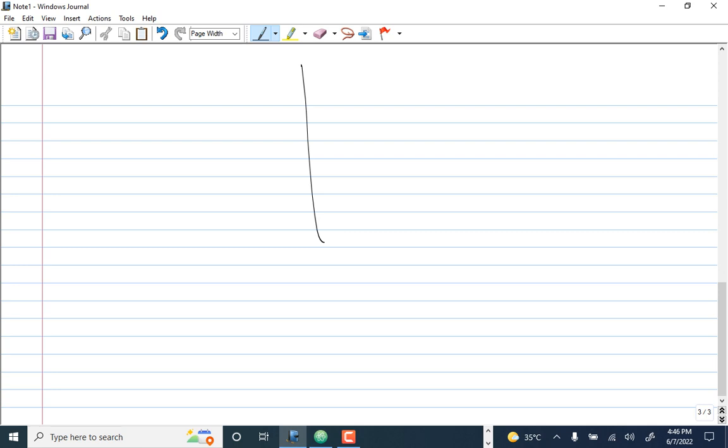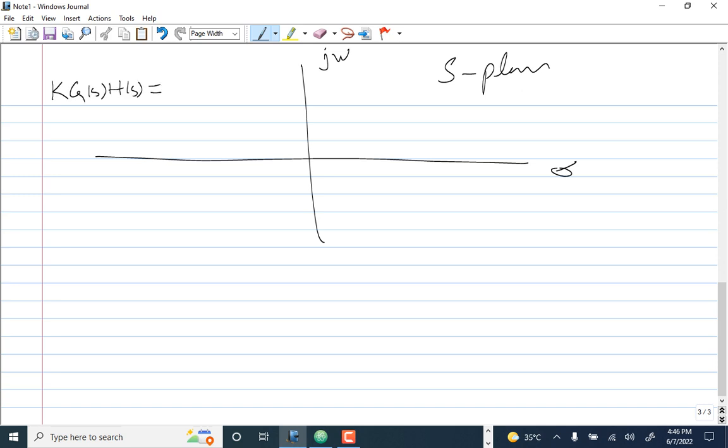First thing is you have to make an S-plane here. This is your real axis, this is your imaginary axis. Now for example, if I want to make a root locus for a system where K G(s) H(s) is equal to, let's assume, K times (s plus 3) divided by (s plus 2). How do you do that? First, plot the poles of this open loop transfer function on the s-plane. We know the pole is at -2.